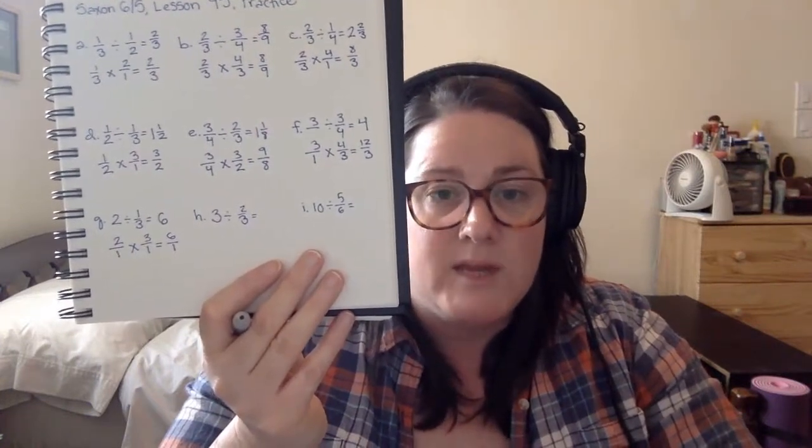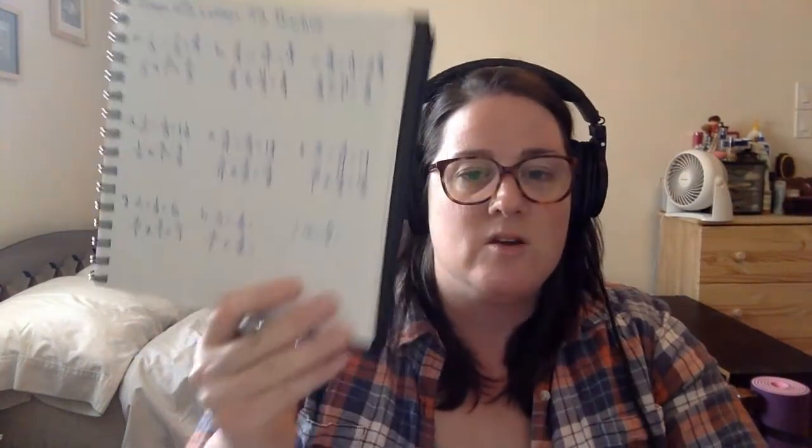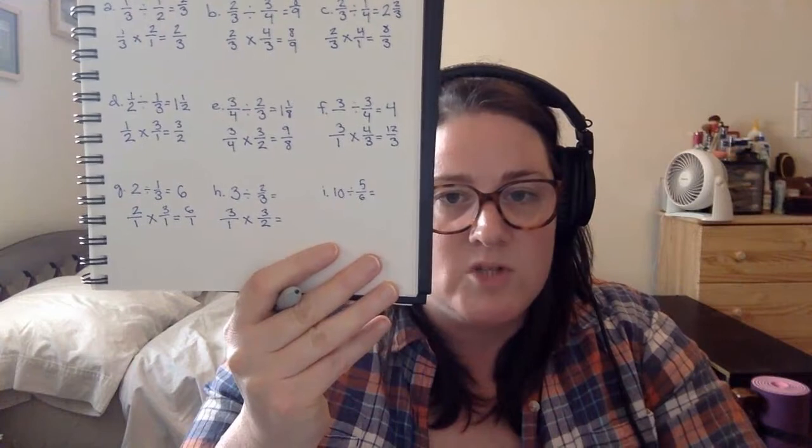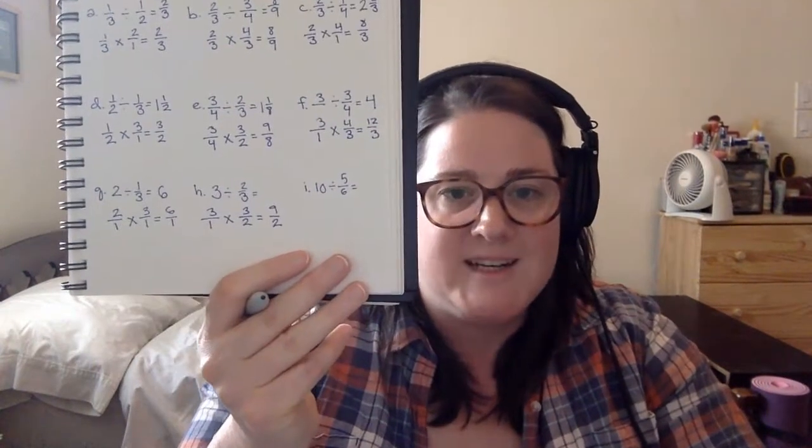H is asking me 3 divided by 2/3. 3, the whole number, is going to be expressed as the fraction 3 over 1. My division becomes multiplication. My second fraction, 2/3, I'm going to use the reciprocal, 3/2. And now I have the equation 3 over 1 times 3 over 2. 3 times 3 is 9. 1 times 2 is 2. I get the improper fraction 9/2. I'm going to simplify this, and I'm going to arrive at 4 and 1/2.